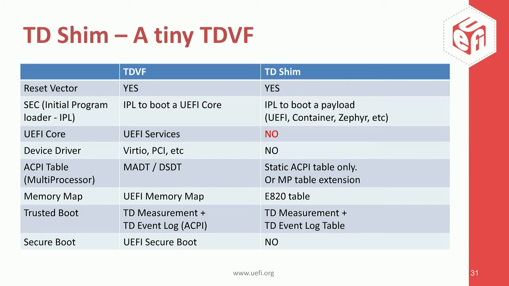It may include some static ACPI tables if it can, such as the MP Wakeup structure. If the TD Shim does not have an ACPI table, then it can use some other way to report such information, for example, the MP table extension. Because the TD Shim does not produce a UEFI memory map, it can just use the E820 table to report the memory location, including the unaccepted memory.